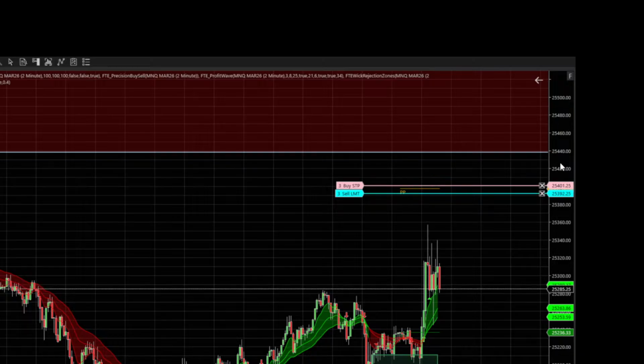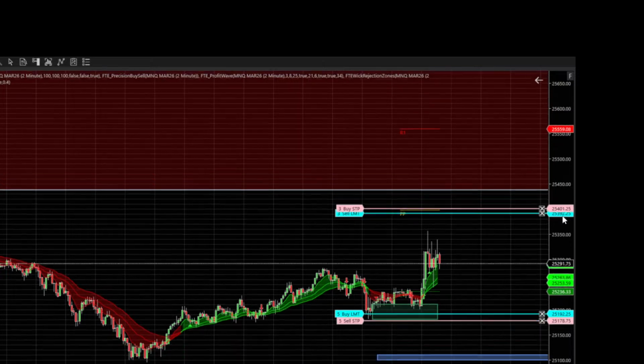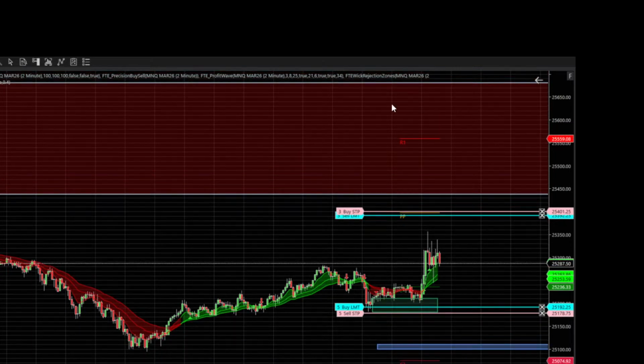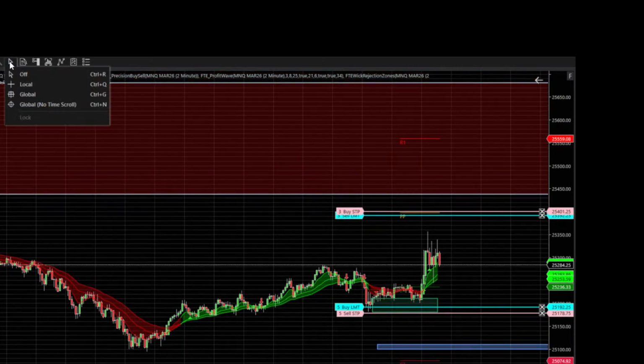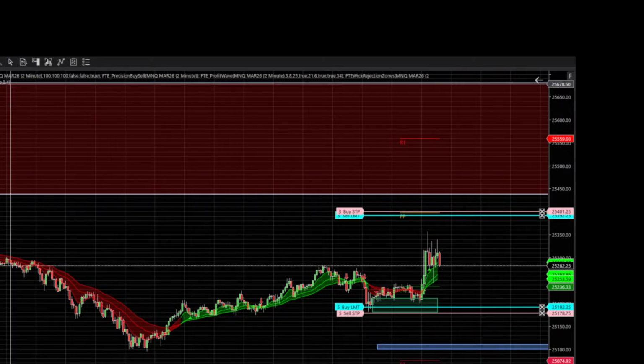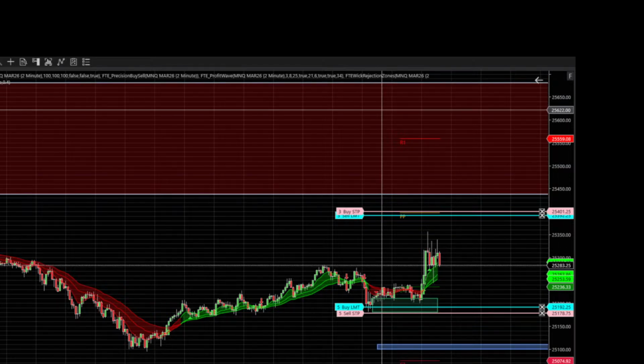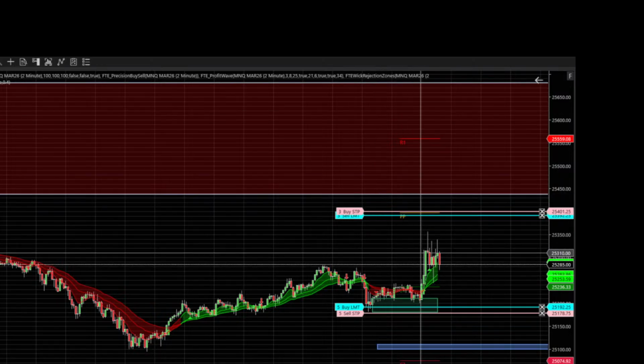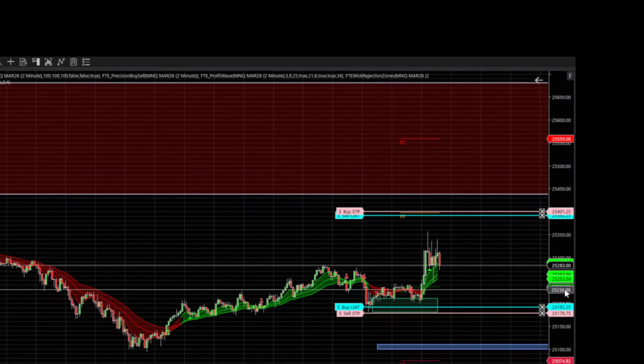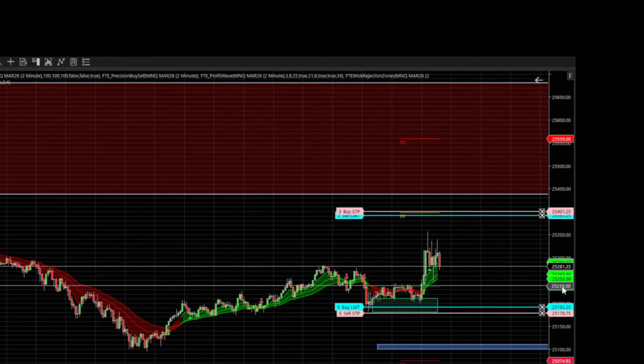If they push above that golden pivot, we're going to be eyeballing this imbalance zone up here, and the top of that thing is around 680. So that's another number to keep in mind, 680. It's a possibility. It's only 400 points away.